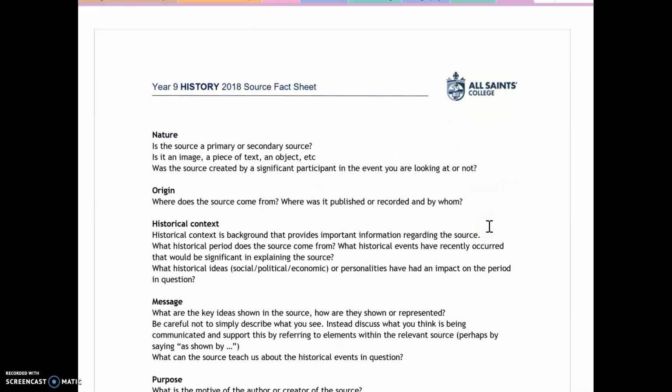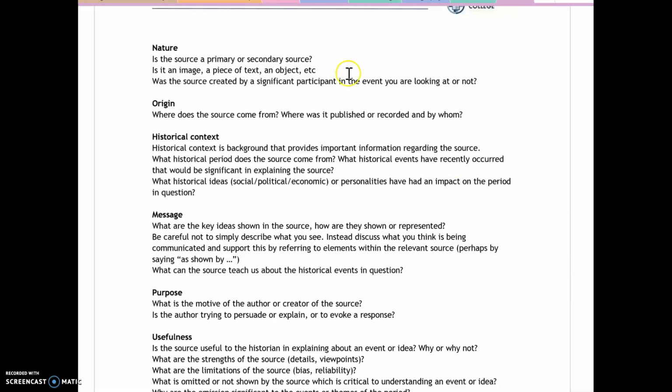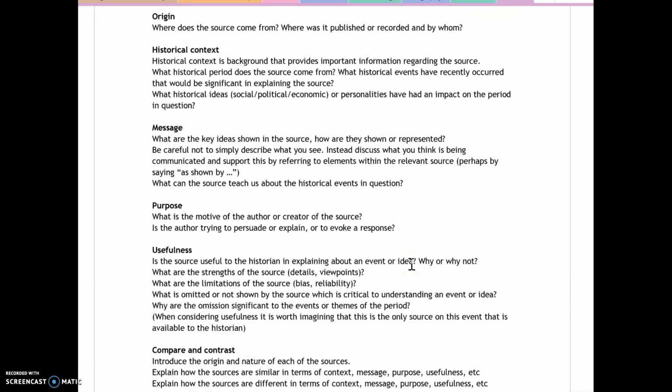So just having a look here, again, that's a few questions. Our origin, we look at on our source book. What I want to go to first is message. These are the first 2 questions that you're going to be asked. So, identifying message in a source. What are the key ideas shown in the source and how are they shown?